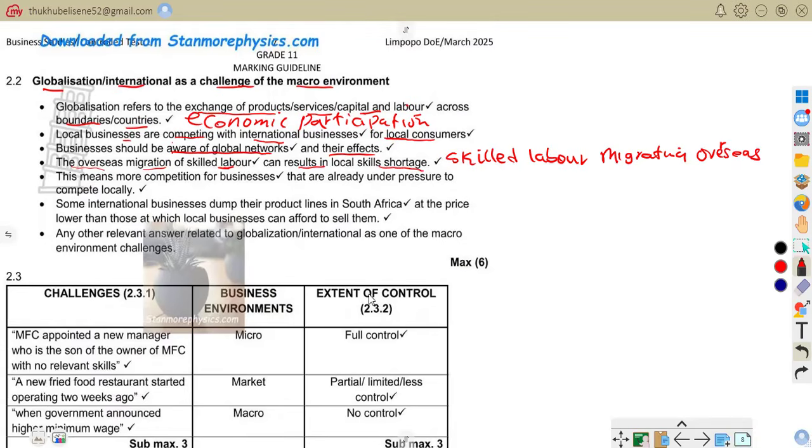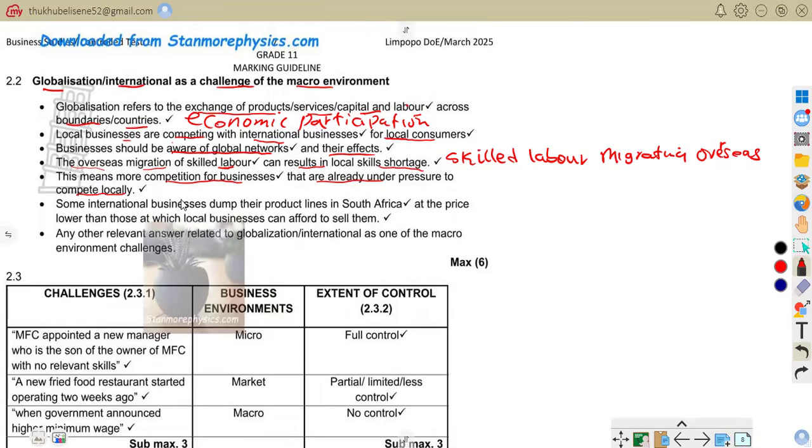Overseas. Meaning skilled workers leave the country for better opportunities. For example, South African engineers move to Europe for higher salaries. So that's what the statement means. It further goes on to say this means more competition for businesses that are already under pressure to compete locally.